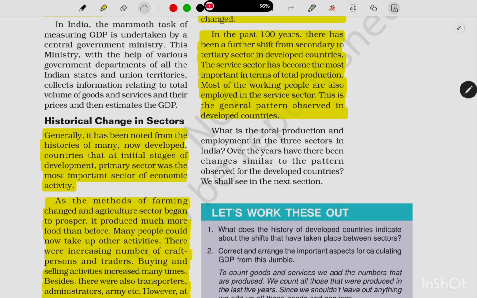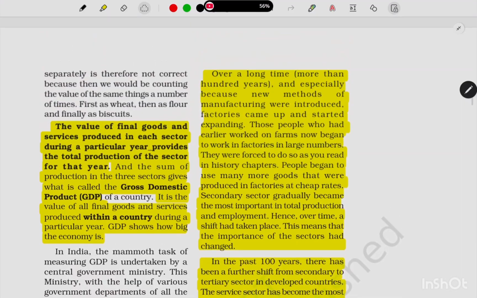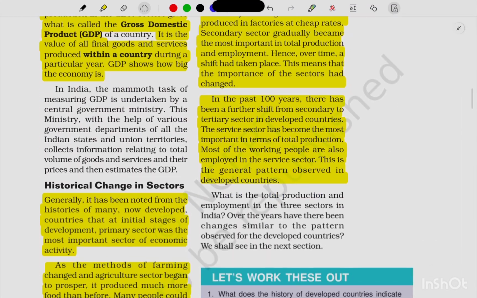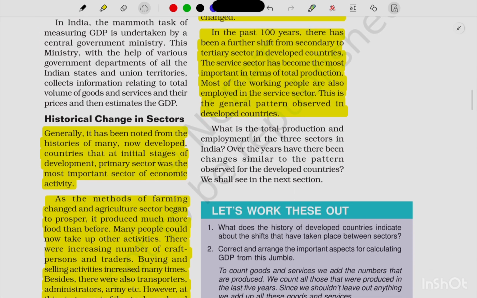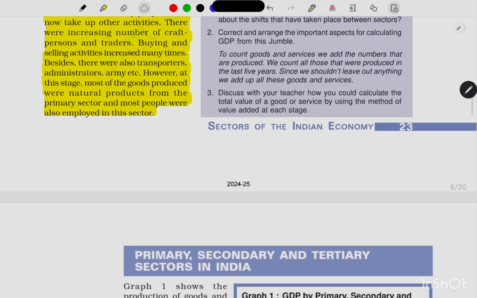Very sad to inform you, this entire thing that we just read now is a 5-mark question. Big thing, but just understand that and you can go forward. What is the total production and employment in 3 sectors in India? Over the years, there have been changes similar to the pattern observed for the developed countries. We shall see the next section.